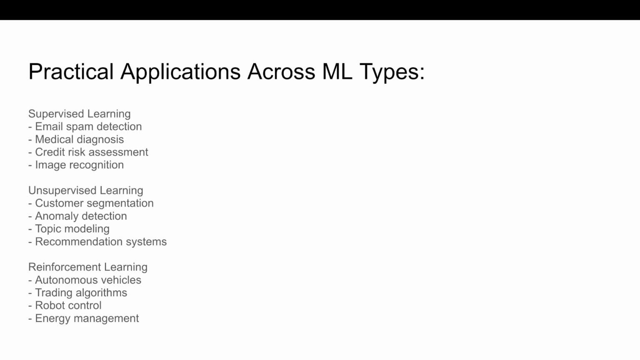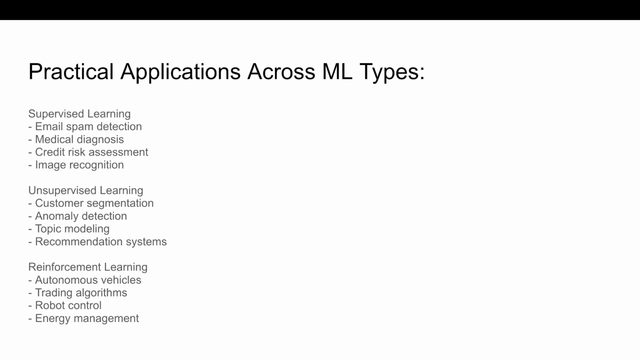Unsupervised learning examples. Customer segmentation. Group customers into segments based on their purchasing behavior, demographics, and interests for targeted marketing. Anomaly detection in manufacturing. Identify defective products on an assembly line by detecting deviations from normal patterns. Topic modeling. Discover latent topics in a large collection of documents, like news articles or scientific papers. Recommender systems. Cluster users or items based on their similarities to provide personalized recommendations.